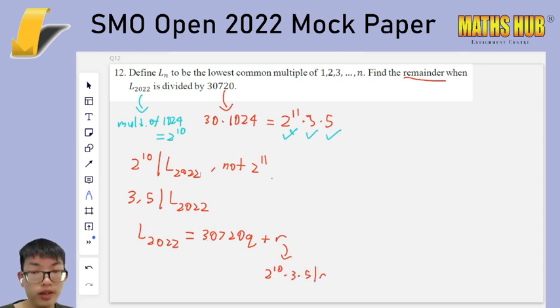But it does not mean that we can have R equals 0, because if R equals 0, we are saying that it is divisible by 2 to the 11. So the only way that it can happen is that R is equal to this. It cannot be 2 times this, because 2 times this would be just congruent to 0. So R is just half of this thing you're dividing by, which is 15360.